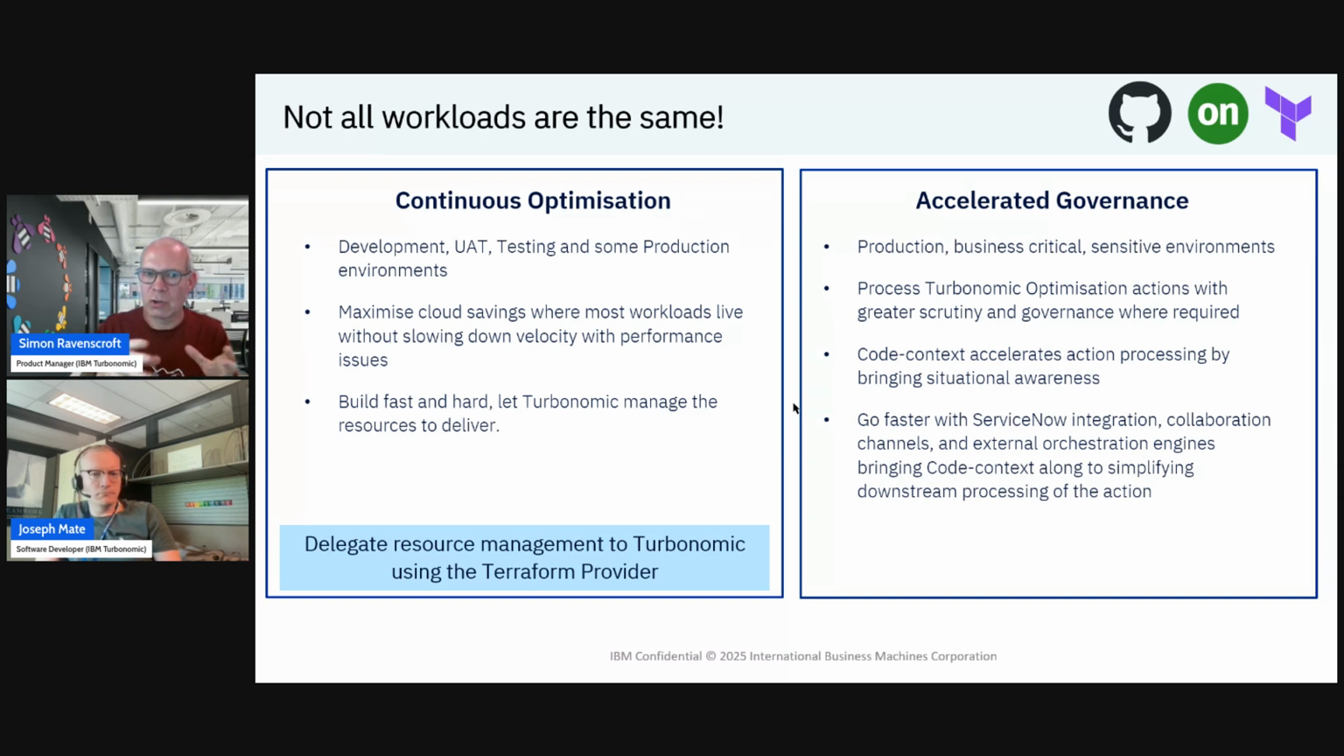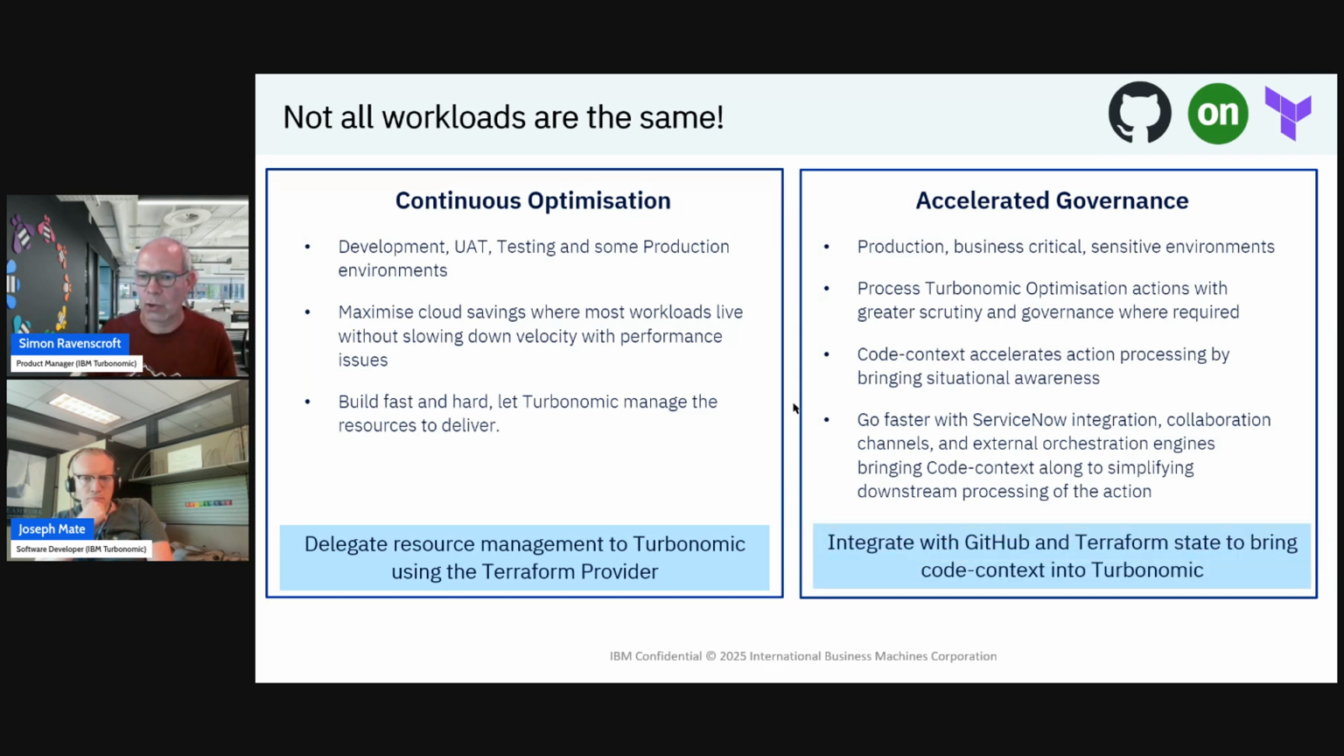And that allows you to accelerate the governance process around perhaps production, business critical, sensitive workloads, where you need to route them through to, for example, ServiceNow, or you need to post a message into a Slack channel to get someone to process that action and actually approve it. And so you can do that now with this code context solution, and I'll explain what that is in a second, which will essentially bring situational awareness to the actual action details, which will allow you to process that action much faster, whether that's with your own human eyes or whether it's in an automated external workflow.